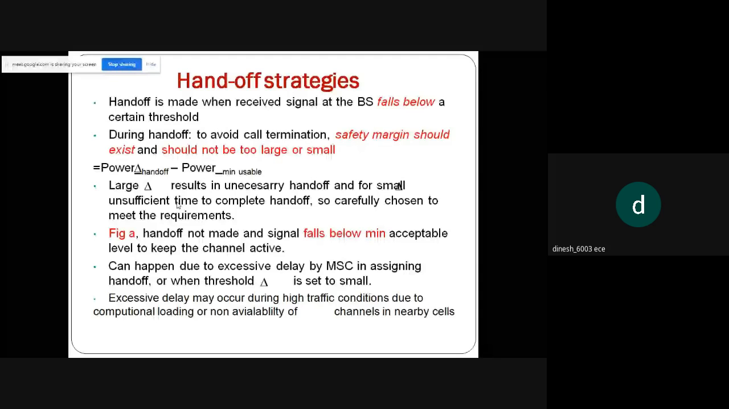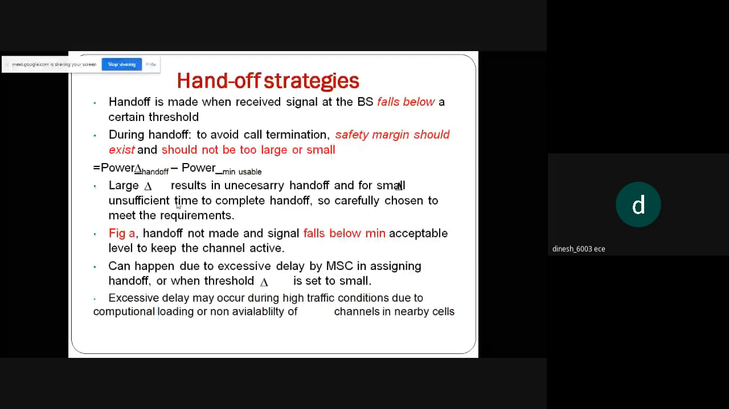So handoff is made up of two strategies. One is call termination, which is what we had seen here in figure A, the improper handoff situation. Another one is the proper handoff situation. Handoff is made when the signal at the base station falls below a certain threshold.